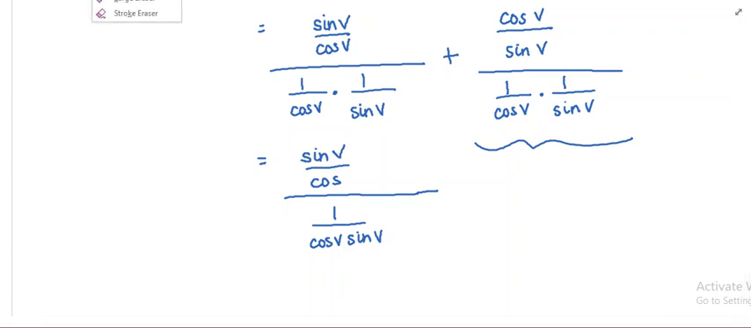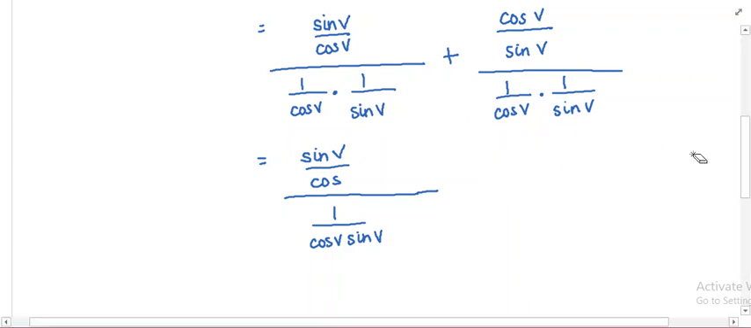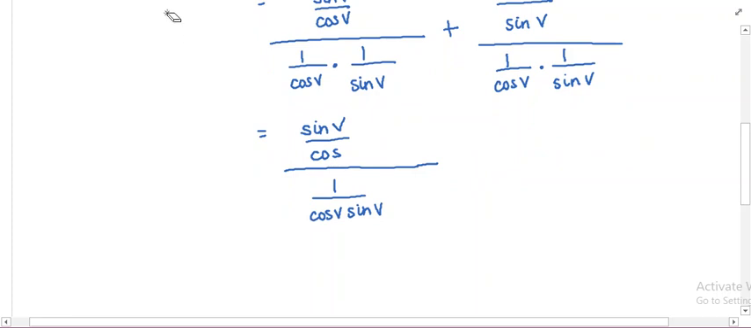Okay, I'll come back to the right side of the plus sign after we get a little further with this particular mess. Okay, all right, so now I'm basically dividing two fractions. That means I need to take the top fraction and leave it alone. So the sine of V over the cosine of V. Change the division to multiplication and then flip the other fraction.